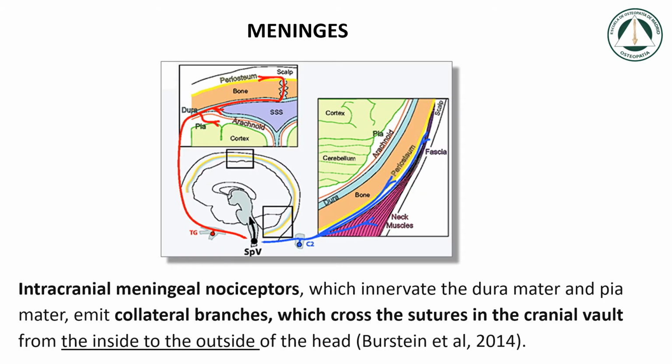Intracranial meningeal nociceptors, which innervate the dura mater and pia mater, emit collateral branches, which cross the sutures in the cranial vault, from the inside to the outside of the head. The illustration shows a branch of the fifth cranial nerve, trigeminal nerve, and indicates the nerve supply of the scalp, galea, cervical muscles, cranial bone of the vault, from the innervation of the dura mater and pia mater. Observe the nerve fibers cross the sutures from the inside to the outside of the head.